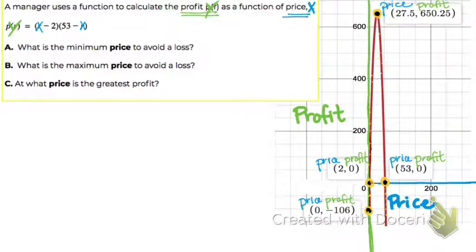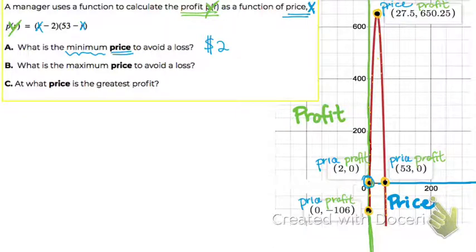So first off, it's saying, what is the minimum price? So we're looking for the x coordinate to avoid a loss. Minimum means the lowest price that you can have where you're not losing money, but you're not making money. So that would be right here, this one, at $2 price. That's the lowest price I can charge and not be losing money. Anything lower than that, I'm losing money.